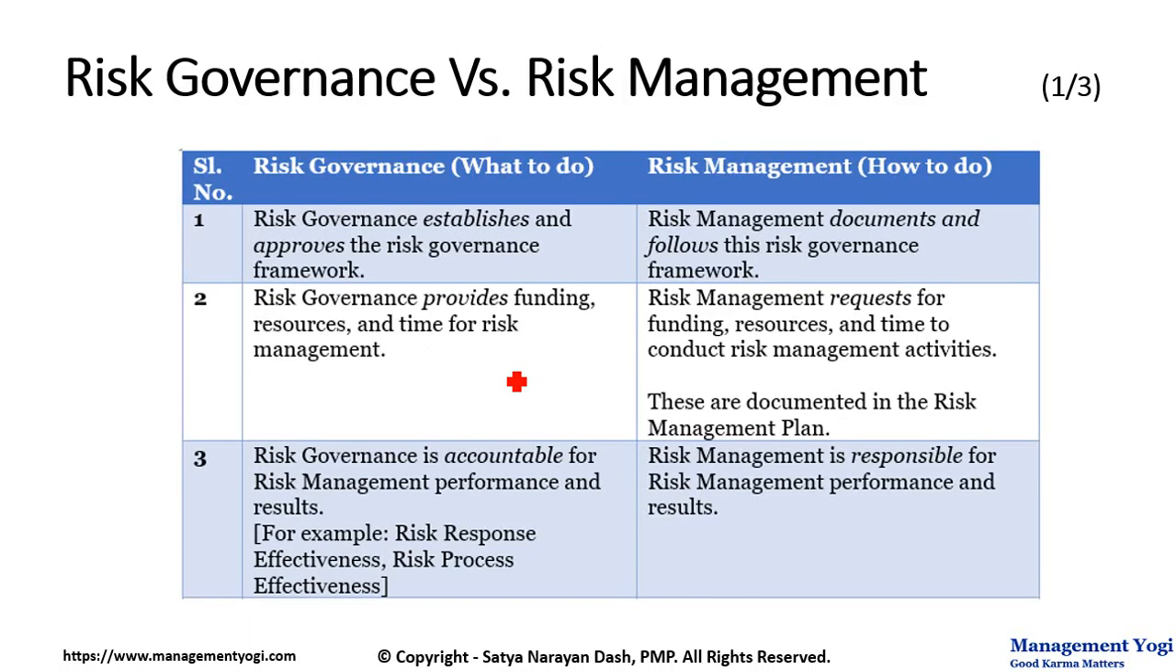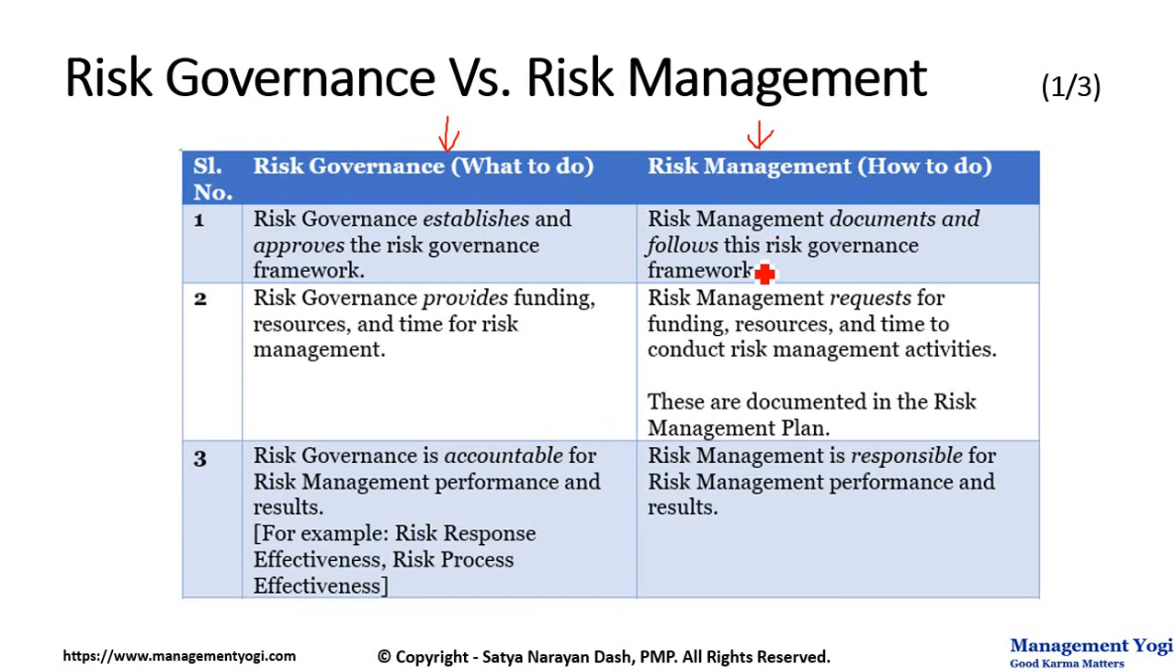Now, the differences between risk governance and risk management. In the table shown here, in one column I have risk governance, that is what to do. In another column I have risk management, how to do. Risk governance establishes and approves the risk governance framework. Risk management documents and follows this risk governance framework.